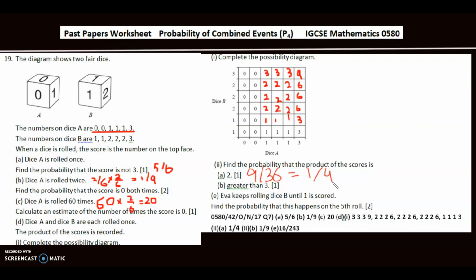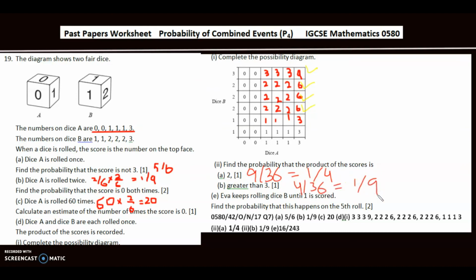A number greater than 3. So how many times do we have a number greater than 3? 1, 2, 3, 4. So 4 times the number is greater than 3. So the probability will be 4 upon 36, which is 1 upon 9.